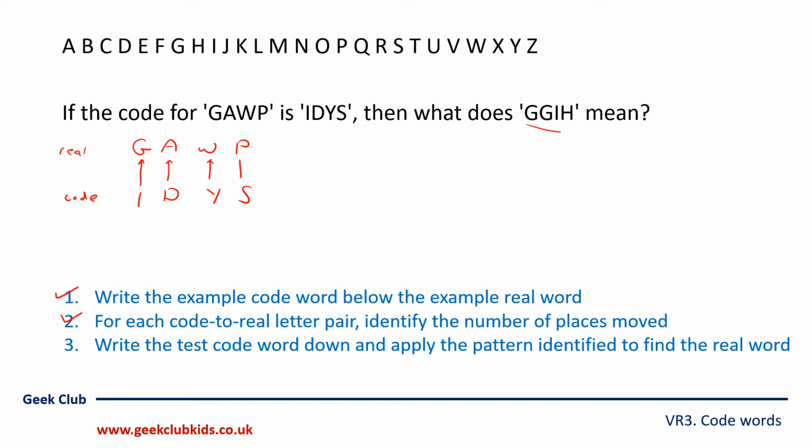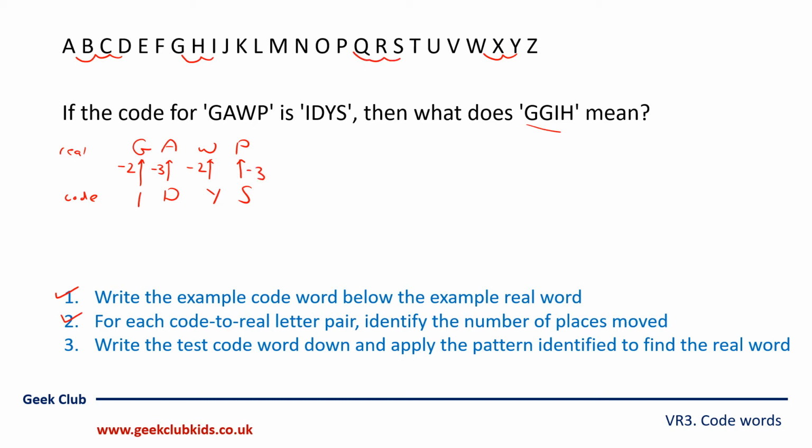So for each pair of letters, let's find out how many spaces we need to move to get from the code letter to the real letter. So to go from I to G, we have to move backwards 2 spaces. To go from D to A, we have to go backwards 3 spaces. So I'll write -3. To go from Y to W, it's backwards 2 spaces. And to go from S to P, sorry, it's back 3 spaces.